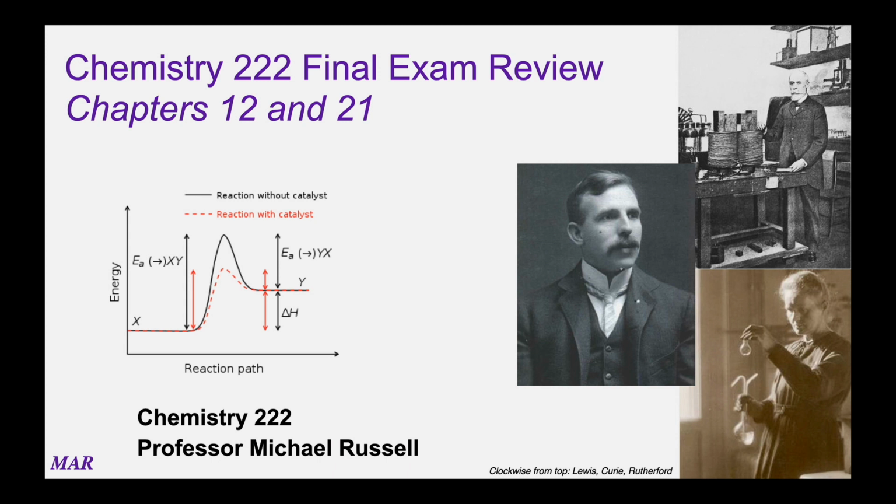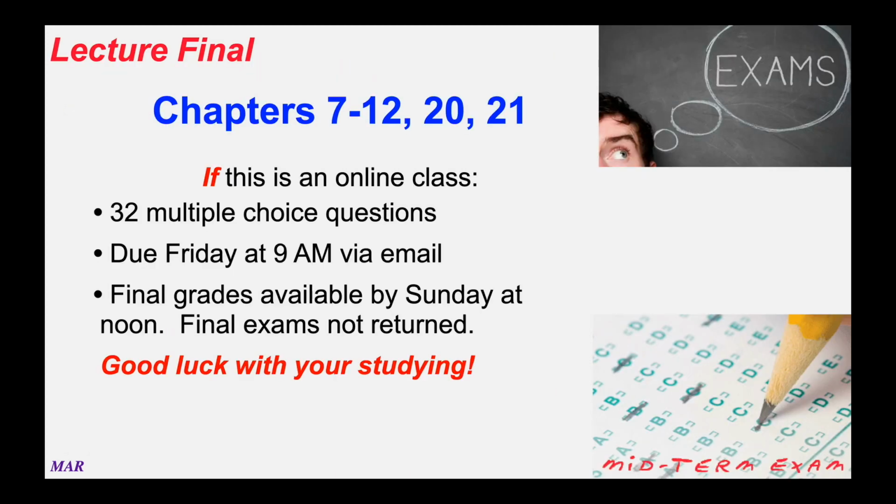So I don't want you to think that there's not going to be the other material on there, but since this is probably the newest material for you, I'd like to spend a little extra time and make sure that this stuff is all good to go. So again, the lecture final will be over chapters 7 through 12, 20, and 21. So it'll be over things from Lewis structures to VSEPR, to valence bond theory versus molecular orbital theory, organic chemistry, gases, liquids, solids, transitions between them, solutions, and now most recently, kinetics and nuclear chemistry.